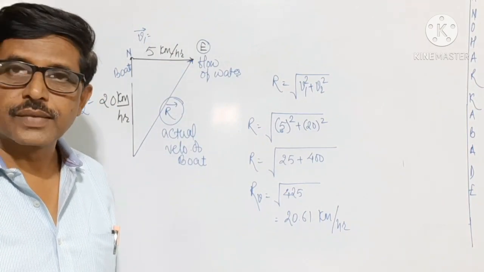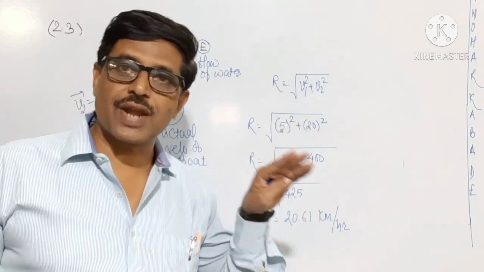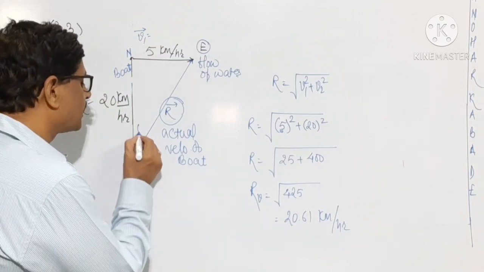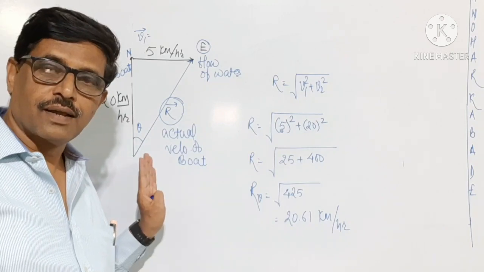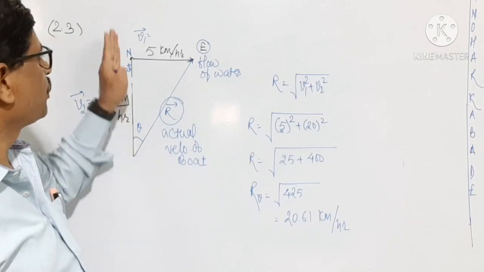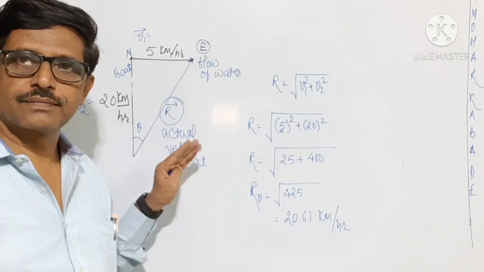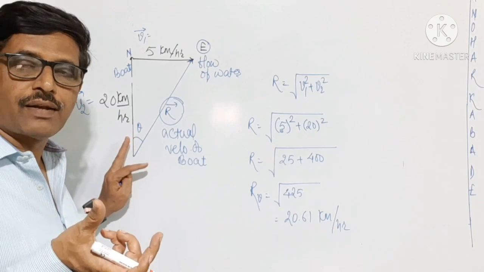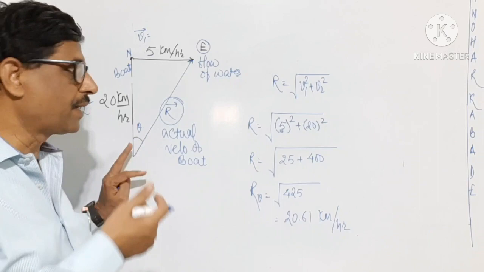Now, the actual path of the boat in which it is traveling makes an angle theta with its initial path. The initial path is actually towards the north, but it is now moving northeast. In that case, you have to determine in what direction it is moving. For that we will determine this angle theta.